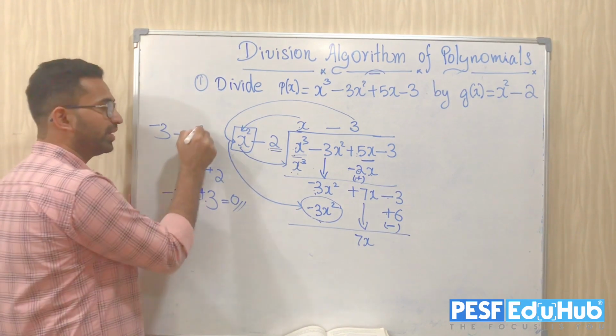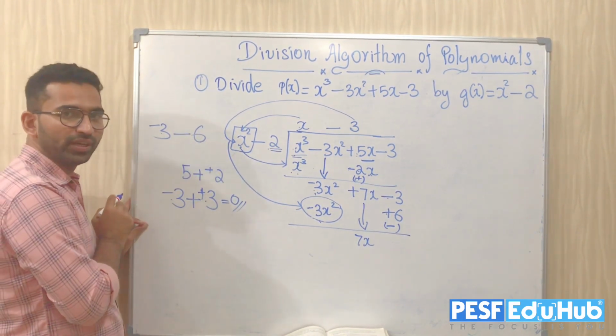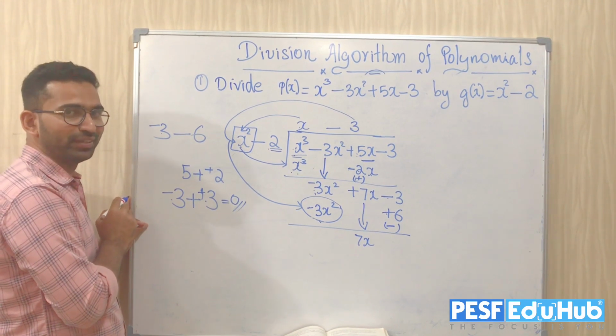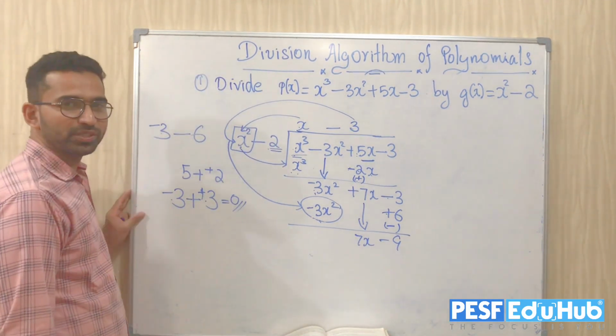Means plus 6 means 6 only, I have to subtract. So minus 3 minus 6, what will be your answer? Okay, it becomes minus 9. Why is it minus 9?